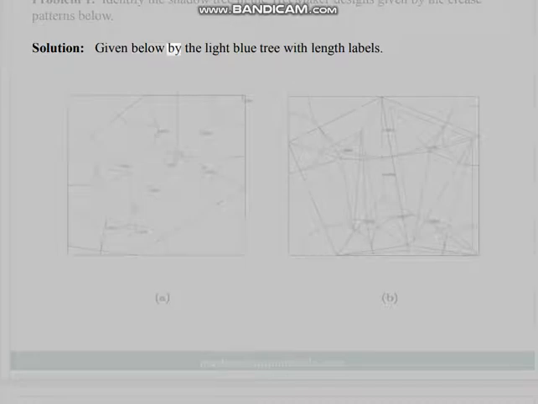Problem 1. Identify the shadow tree in the TreeMaker designs given by the crease patterns below. Solution, given below by the light blue tree with length labels.